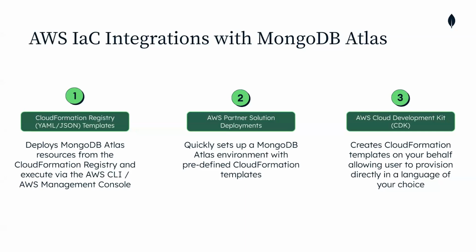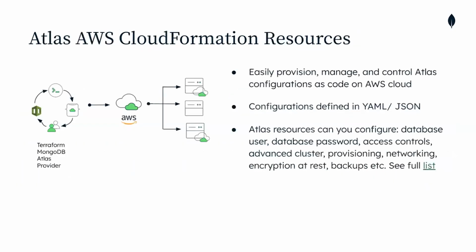specific use cases. And the third one is the Cloud Development Kit, which adds a layer of abstraction, and it's gaining a lot of traction because if you're a developer who's passionate about Java or Python, you can write your infrastructure as code configuration in a language of your choice without worrying to learn about YAML or JSON. So a much easier way to get started. So let's look at each of these a little bit in detail.